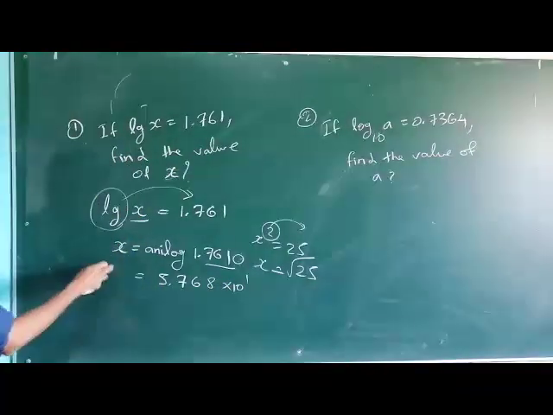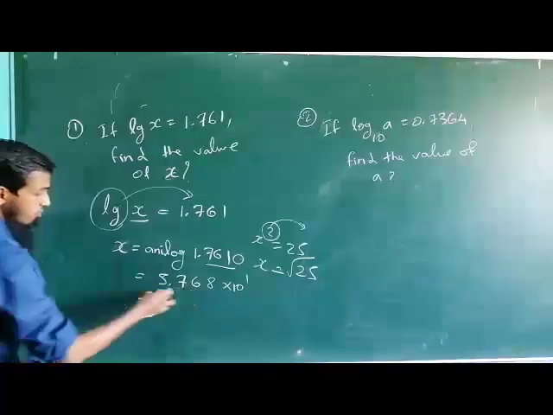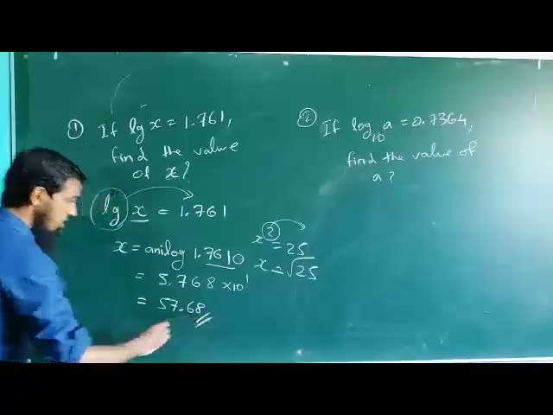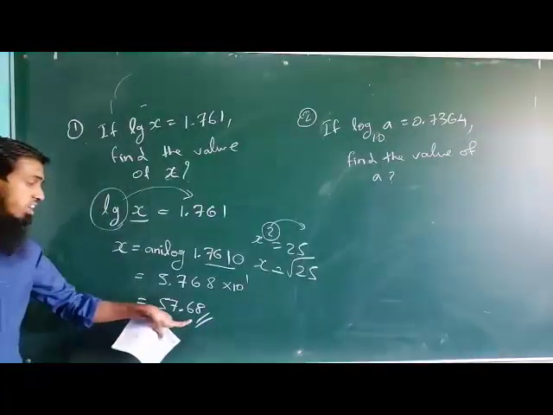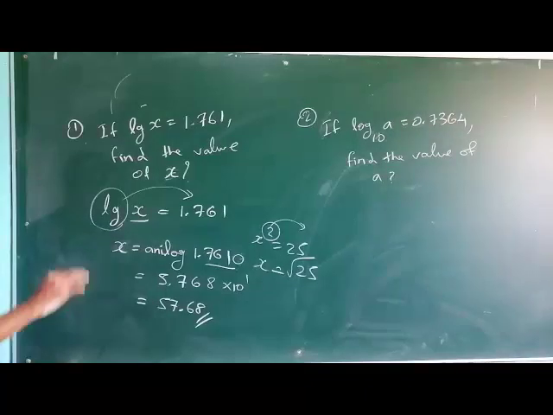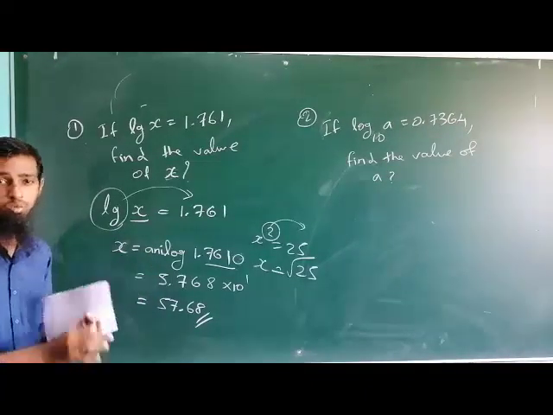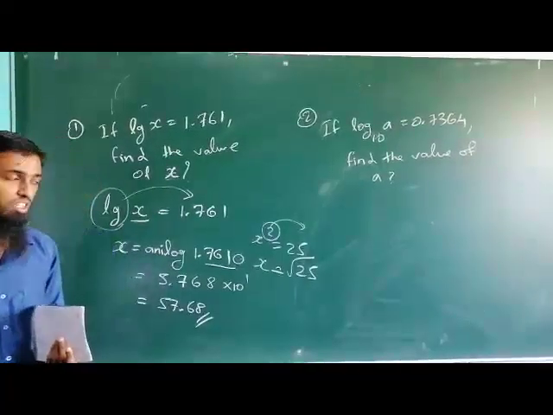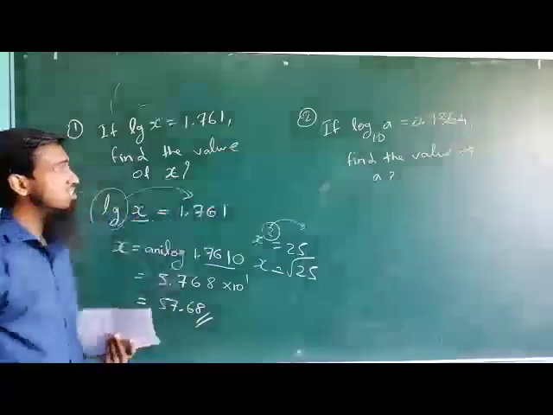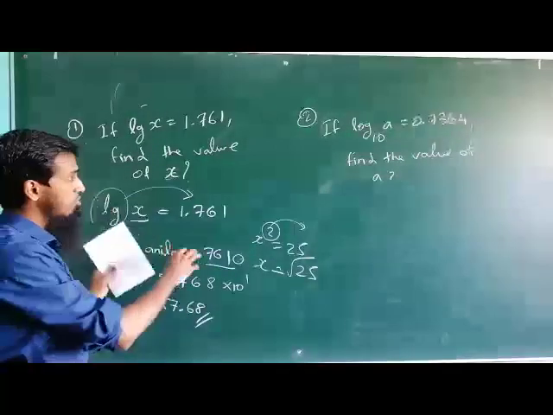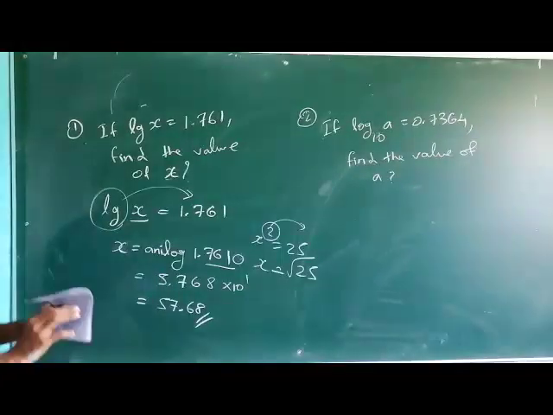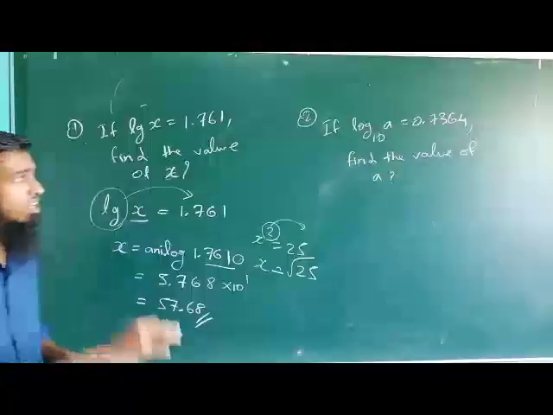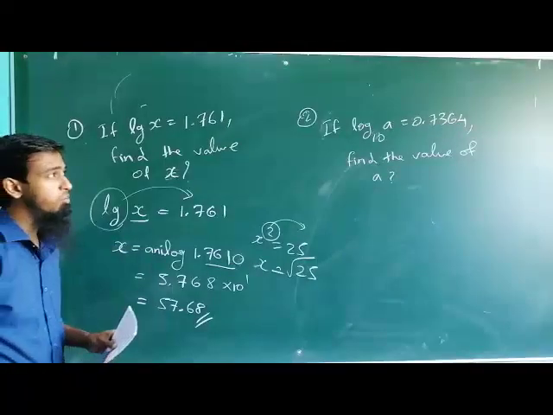So finally x will be 5.768 into 10, that is 57.68. The value of x is 57.68. This is how the anti-logarithm works. Okay, we'll go further and you can have thorough knowledge of anti-logarithm. Likewise, you have another question, the same type of question, but the data given is in a different form. Same theory, same question, but the given data is in a different form.